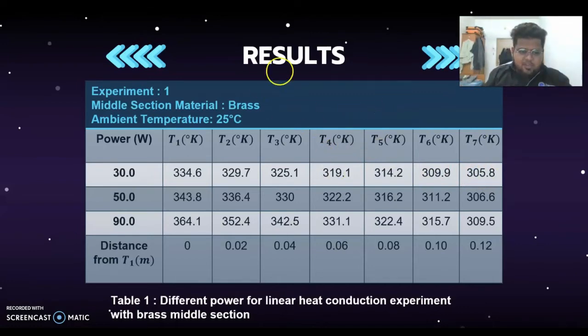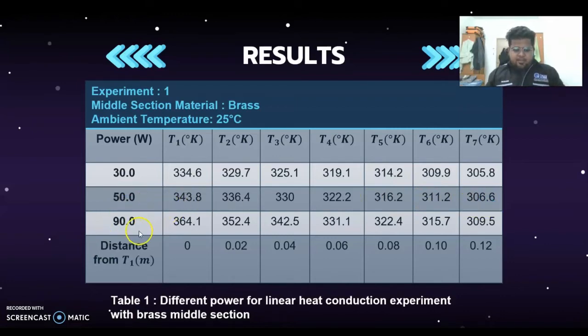Next, we shall look at 50 watts. For 50 watts, T1, which is very close to the power source where the heat is emitted, is 343.8, T2 is 336.4, T3 is 330, T4 is 322.2, T5 is 316.2, T6 is 311.2, and T7 is 306.6.